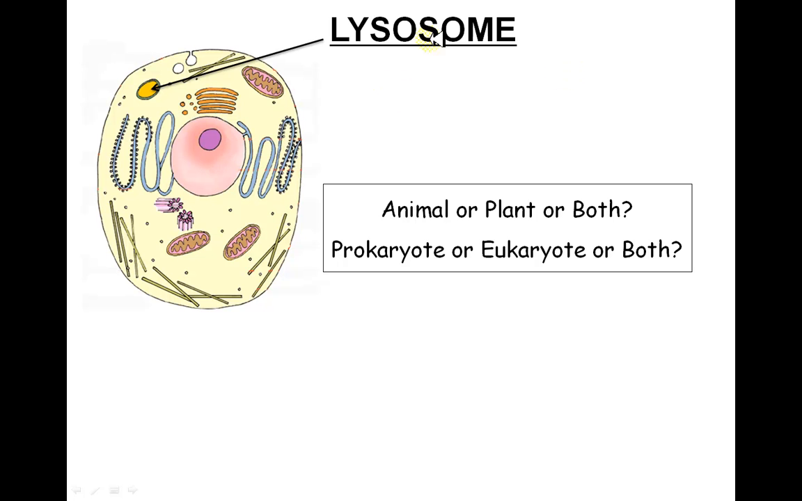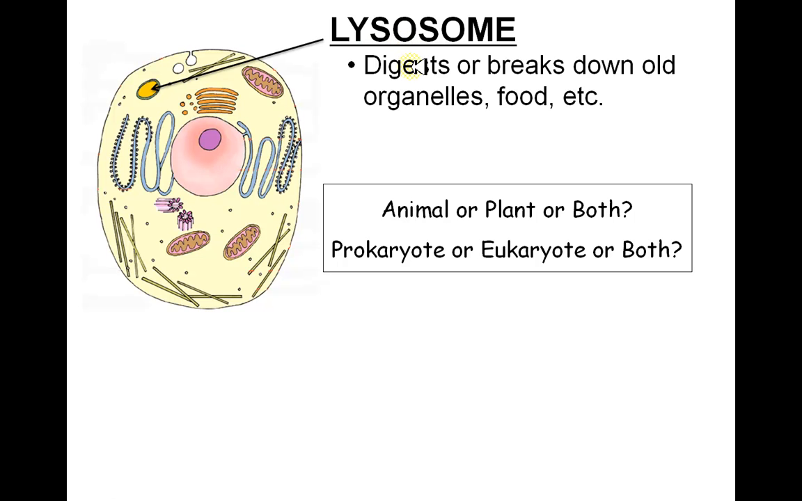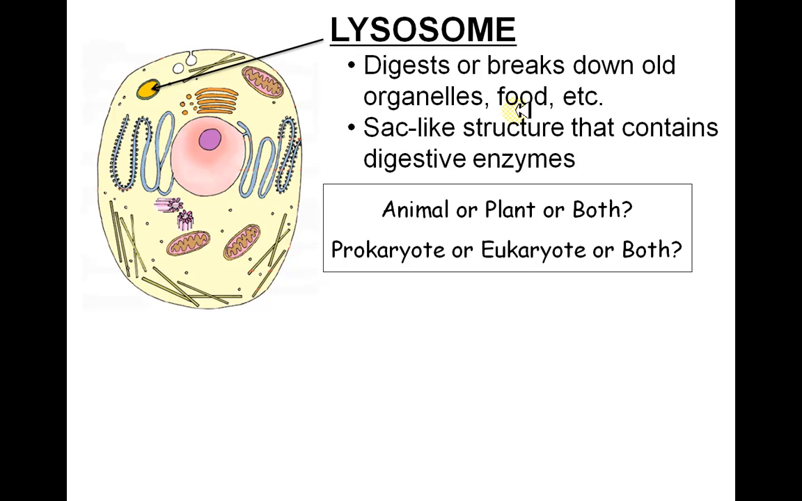Lysosomes. Lyso, just like we talked about hydrolysis, means cutting. So these are going to be things that are actually used for digestion or breaking down of old organelles or material, proteins or carbohydrates or things brought into the cell. They're sac-like structures that contain digestive enzymes, proteins that actually help things happen much faster than normal.